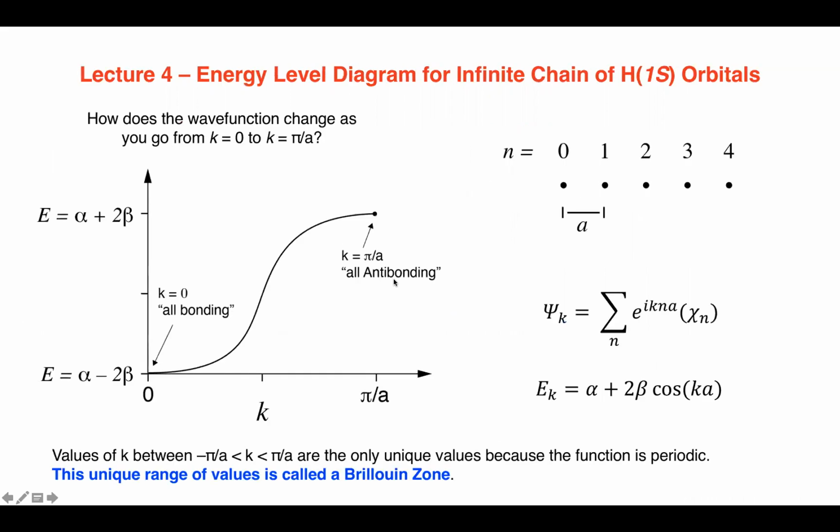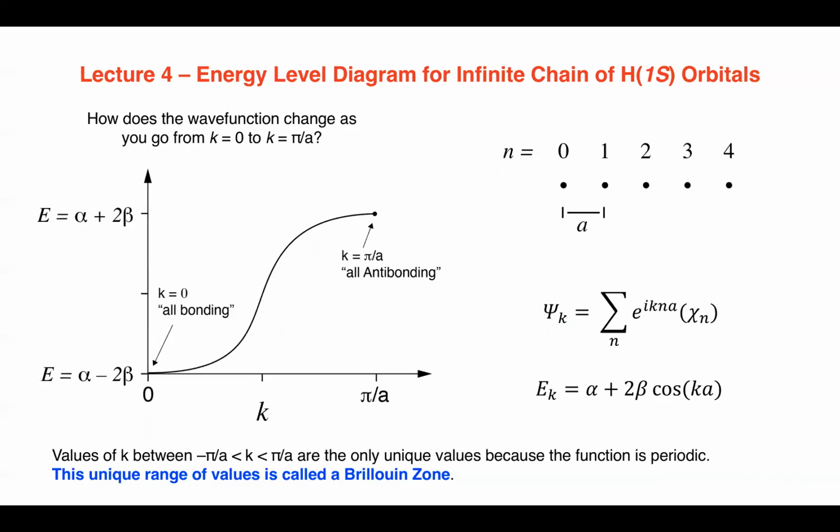Now let's take a look at what happens in between. So we've solved this thing for k equals 0 and k equals pi over a. Let's take a look at what happens in between, and also let's take a look at the energy of each of those functions. Okay, so I've plotted here on the left your first energy versus momentum diagram, where this is energy versus the index k.